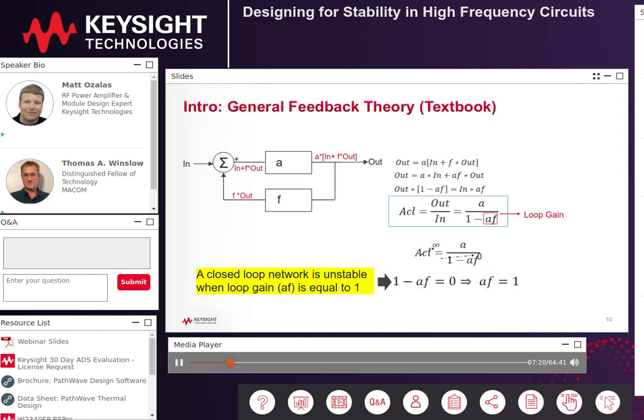If you open up an undergraduate circuits textbook, you'll probably find this system-level framework in there for feedback analysis. It basically shows how to combine an amplifier with a feedback network and to derive the closed-loop transfer characteristic called ACL. In the denominator of that transfer function, there's a term which multiplies the amplifier and feedback terms. This is called the loop gain. And if this loop gain goes to 1, the overall transfer function then goes to infinity, which means essentially the circuit is oscillating.